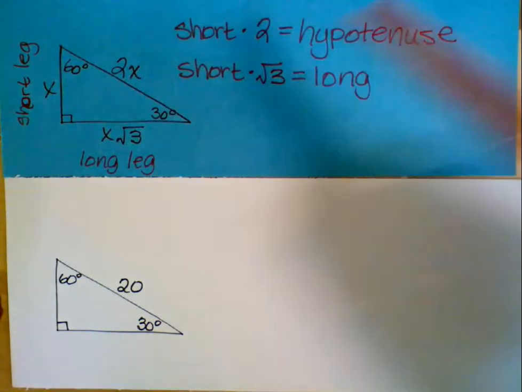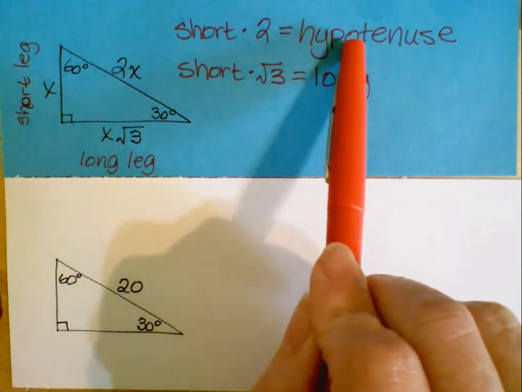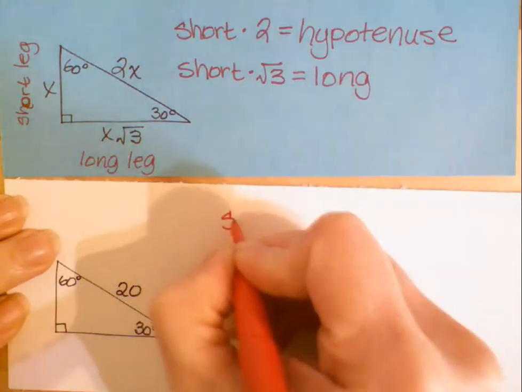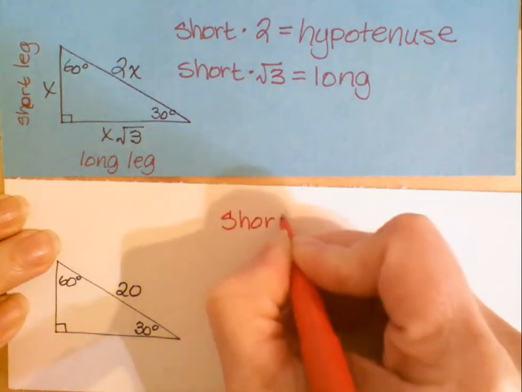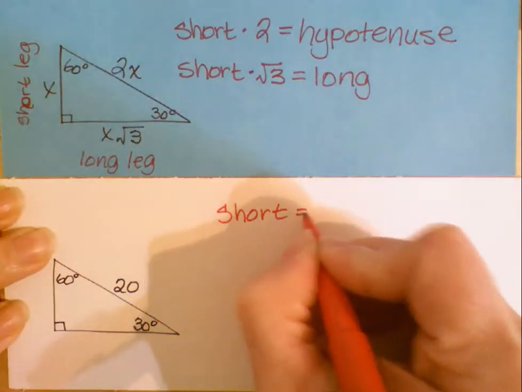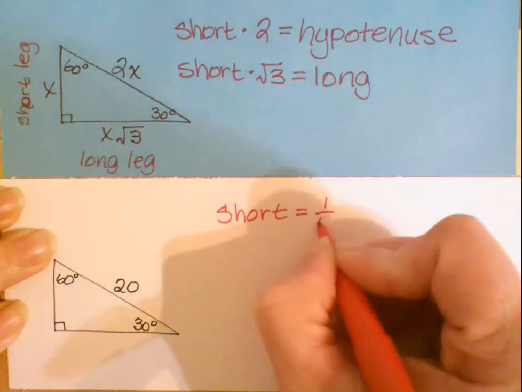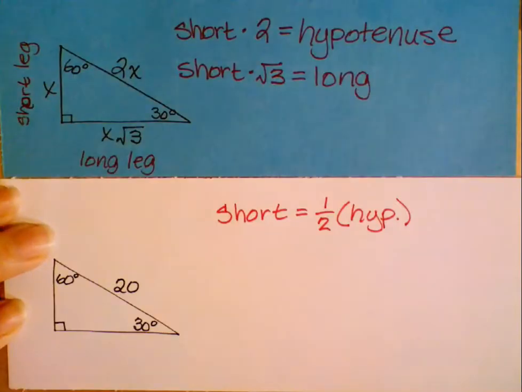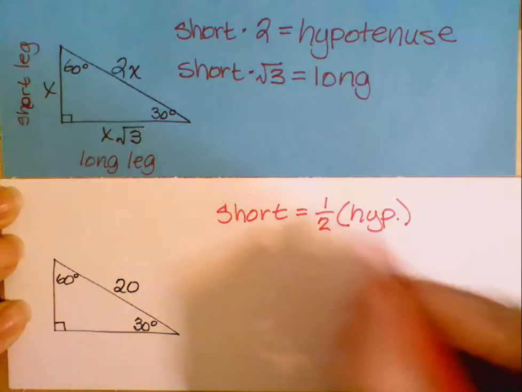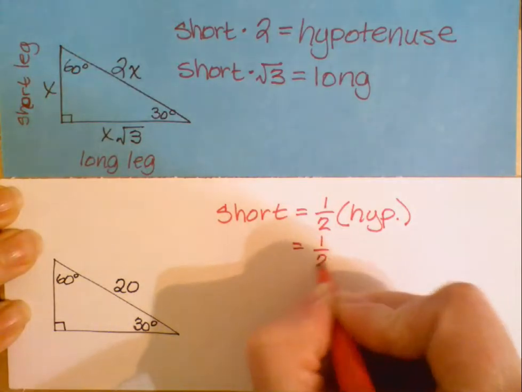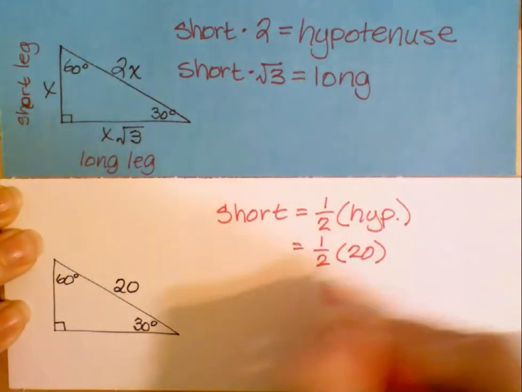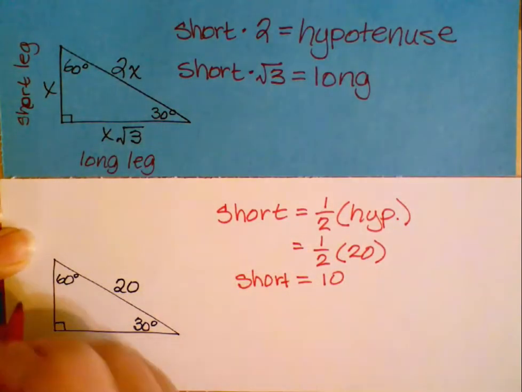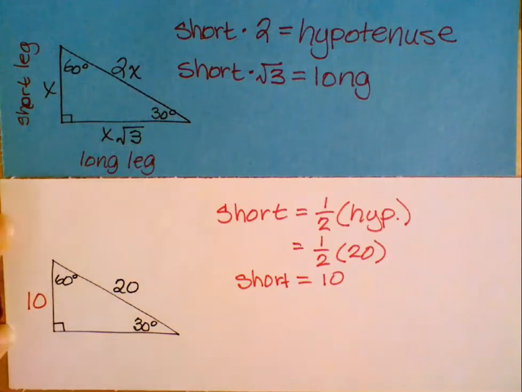Now I know from reasoning that if the short leg times 2 has to be the length of the hypotenuse, then if I divide both sides by 2, or multiply by a half, another way to rewrite that relationship would be to say that the short leg has to be half as long as the length of the hypotenuse. So in this case, if the hypotenuse is 20, half of that tells me that the shorter leg must have a length of 10. Okay, so this is now 10.